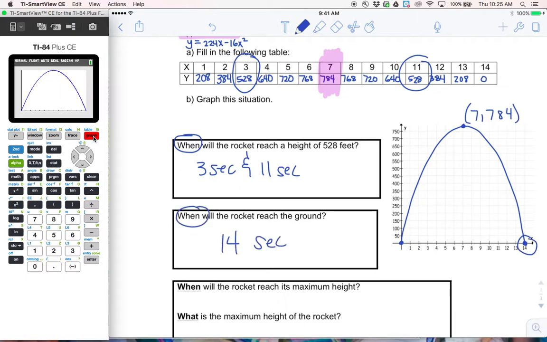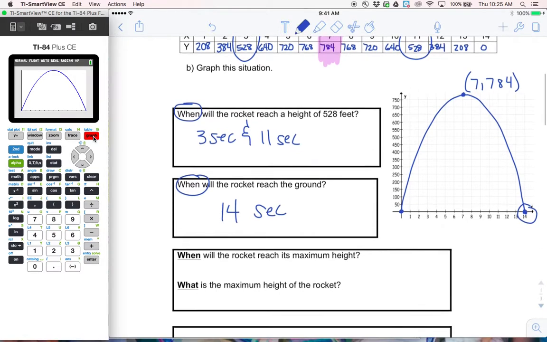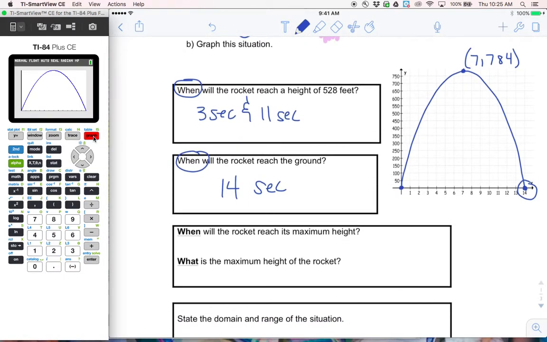When means seconds. The next question I'm asked is, when will the rocket reach its maximum height? Well, we already talked about this being the vertex. This is the point that we're talking about, this vertex point.